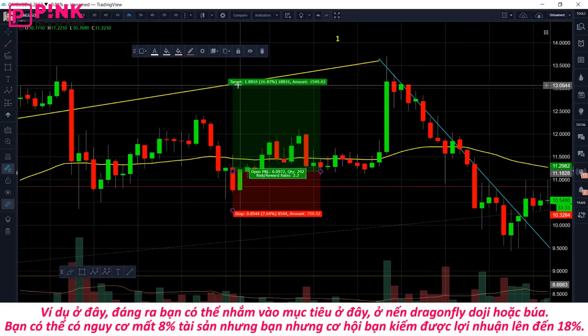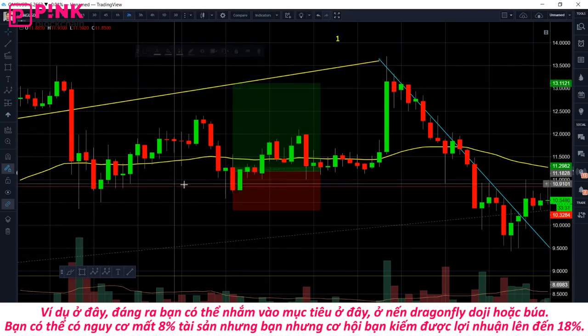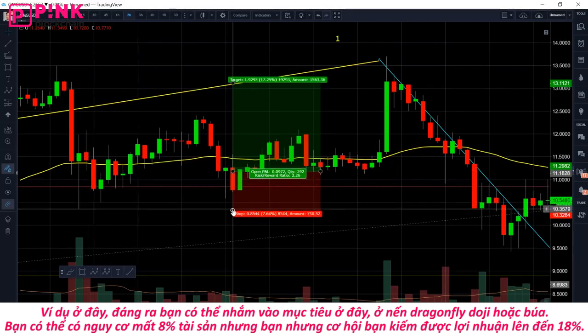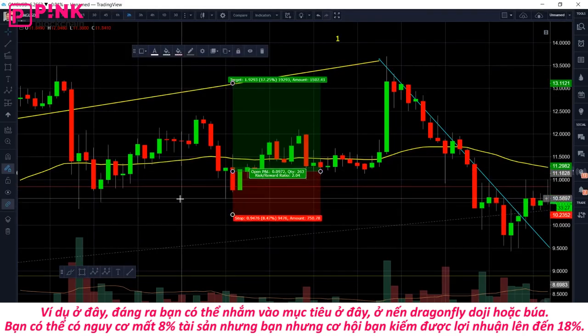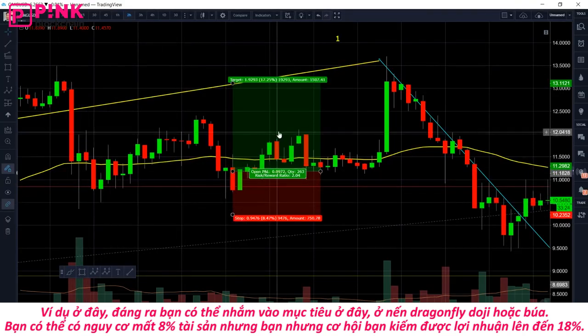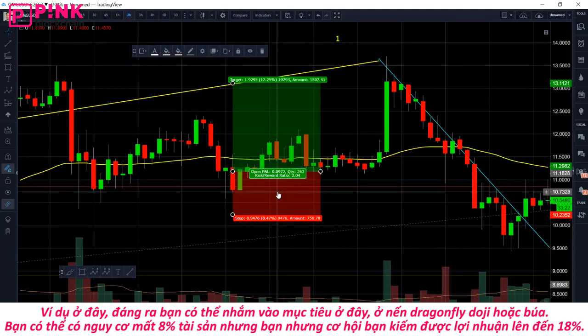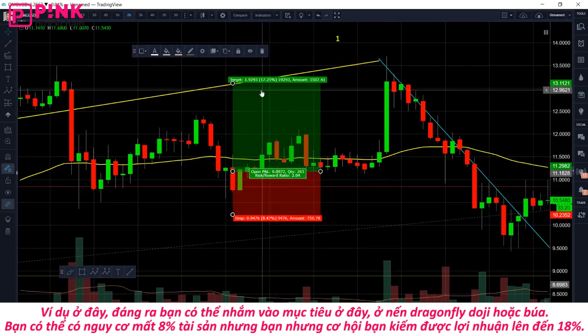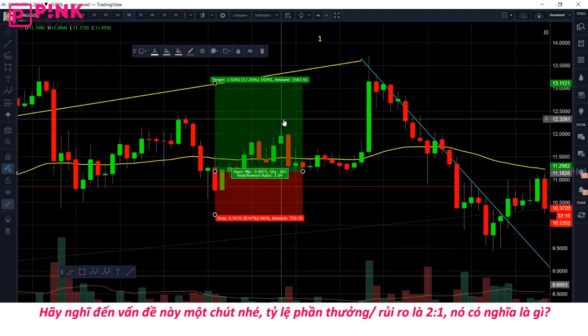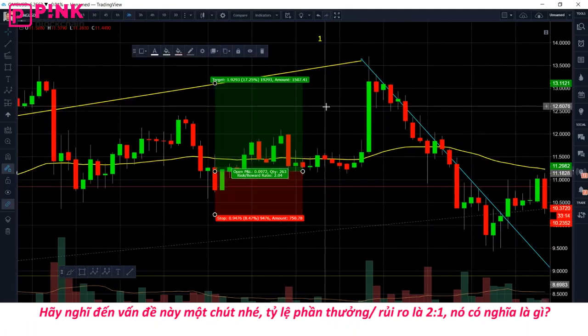So for example, here you would have shot for this target right here, this dragonfly doji formed or hammer, whatever you want to call it. Set a stop loss slightly lower than right here, so you have a chance to lose 8%, but you have a chance to gain 18%, okay? Now let's think of this for a moment, okay? A risk to reward ratio of 2 to 1.